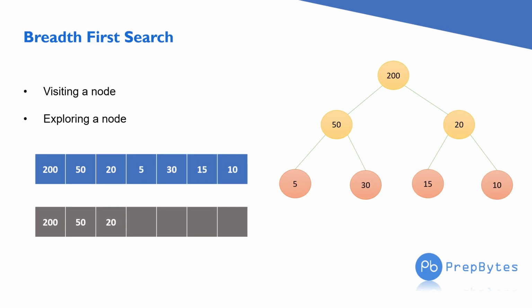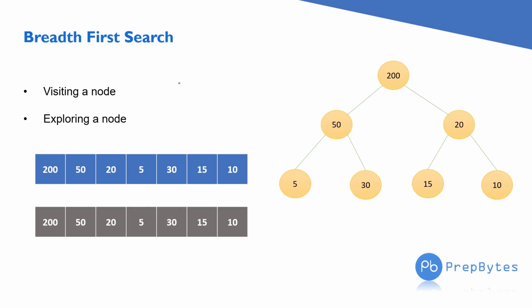Then the next step: is there any neighboring element of 5? There is 50. 50 is already explored, so there is no new neighboring element of 5, so we cannot add anything inside my visiting array. That means 50 is explored, 5 is explored, 30 is also explored because it is a leaf node, 15 is also explored, and 10 is also explored. This is how we explore the nodes in breadth first search.